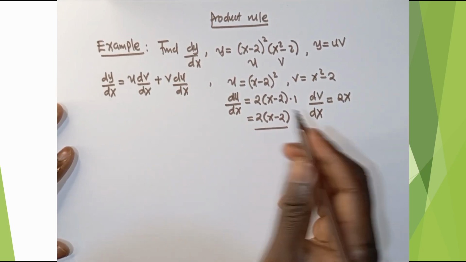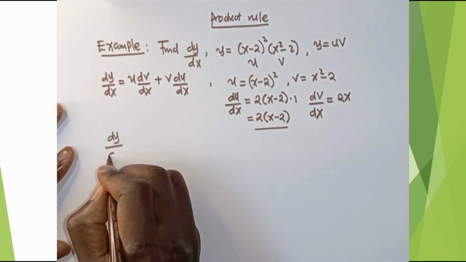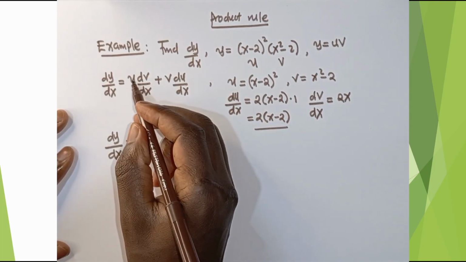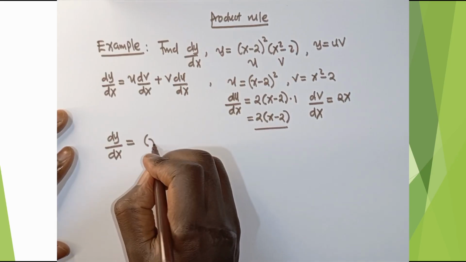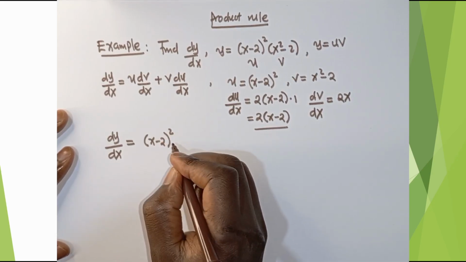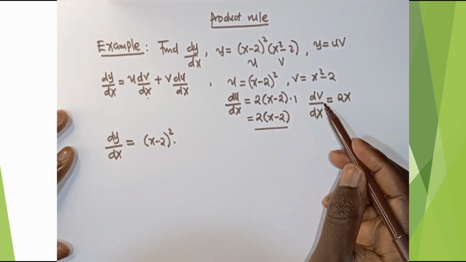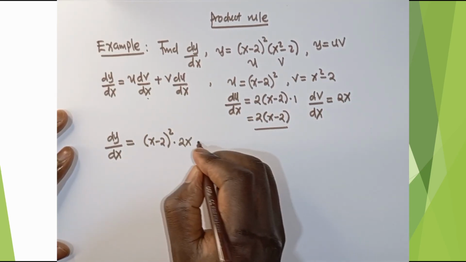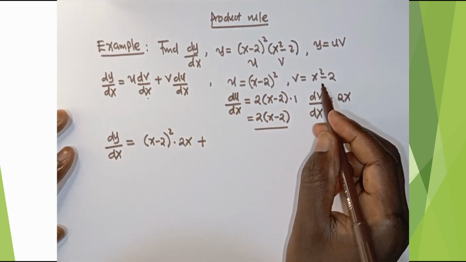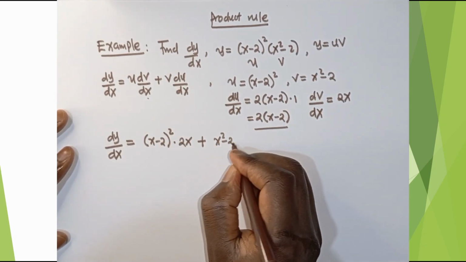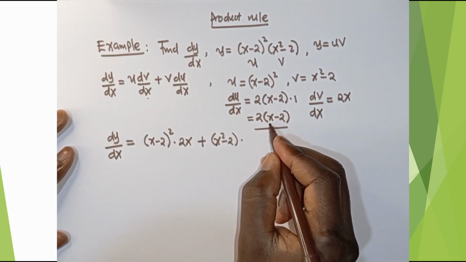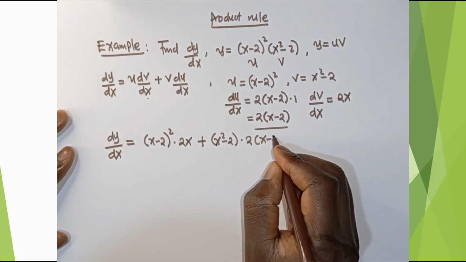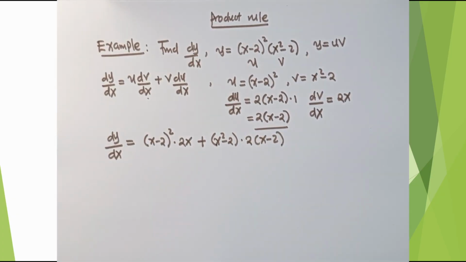Now, we are going to substitute back. Our dy by dx becomes, our u is (x minus 2) squared, times dv dx which is 2x, plus v, which is x squared minus 2, times du dx. Are you seeing it? It is 2(x minus 2). Now, the substitution is correct. So the next thing is to simplify.